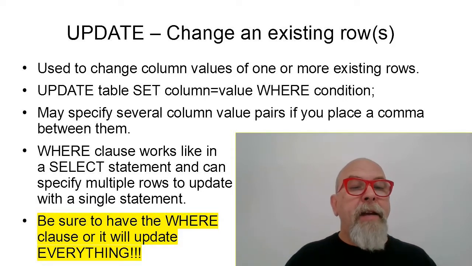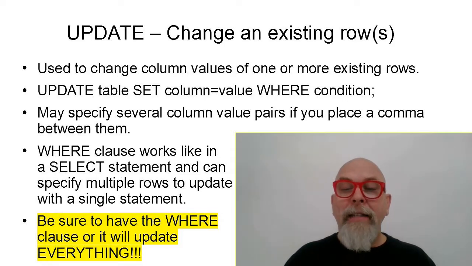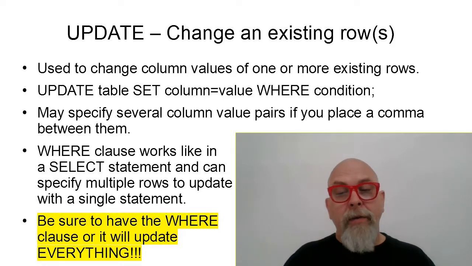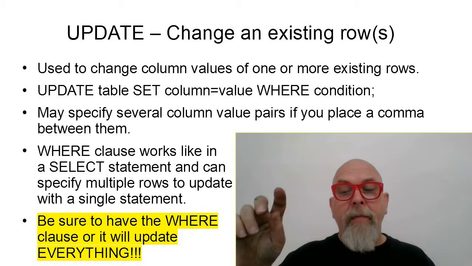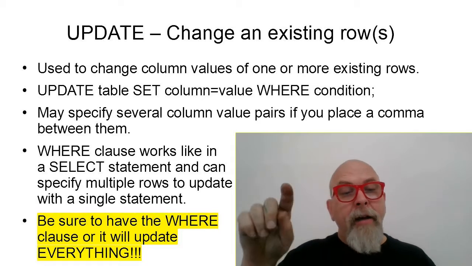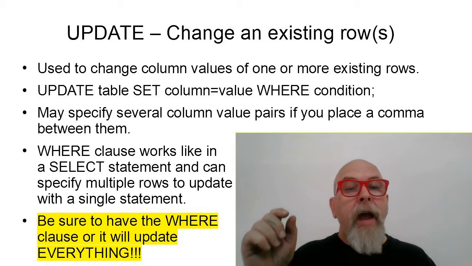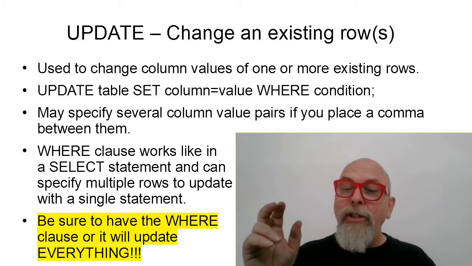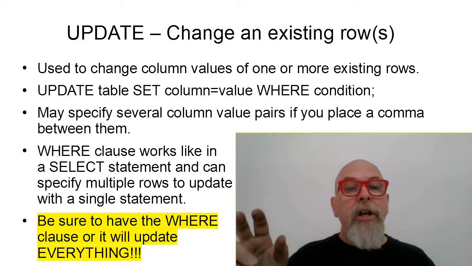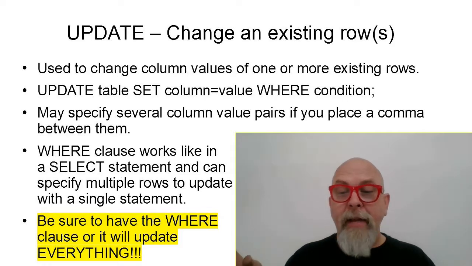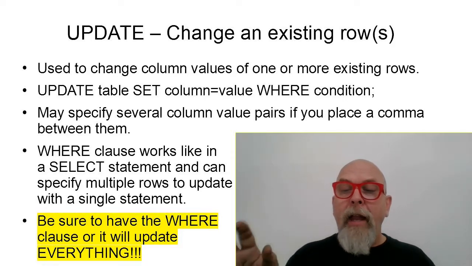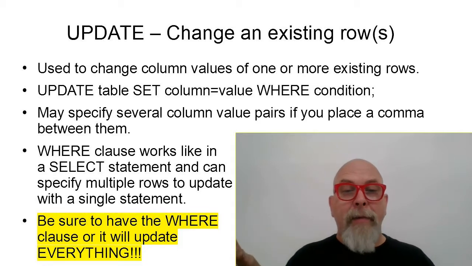The update statement is used to change column values in one or more existing rows. The syntax is update table name, and then you say set column equal value, and you can list multiple column equal values with a comma between them. And then you have to put, or you really should put, a where condition on the end of the update statement. The update statement will update every row in the table.